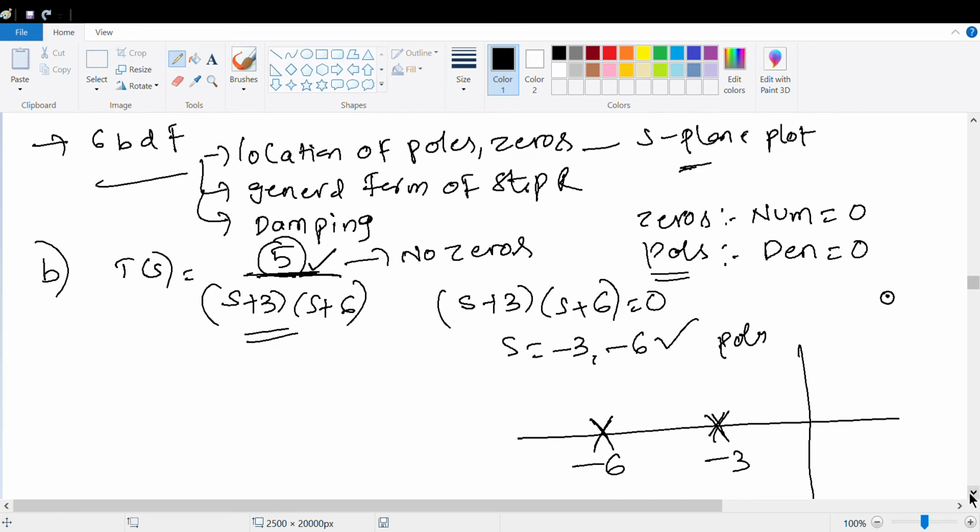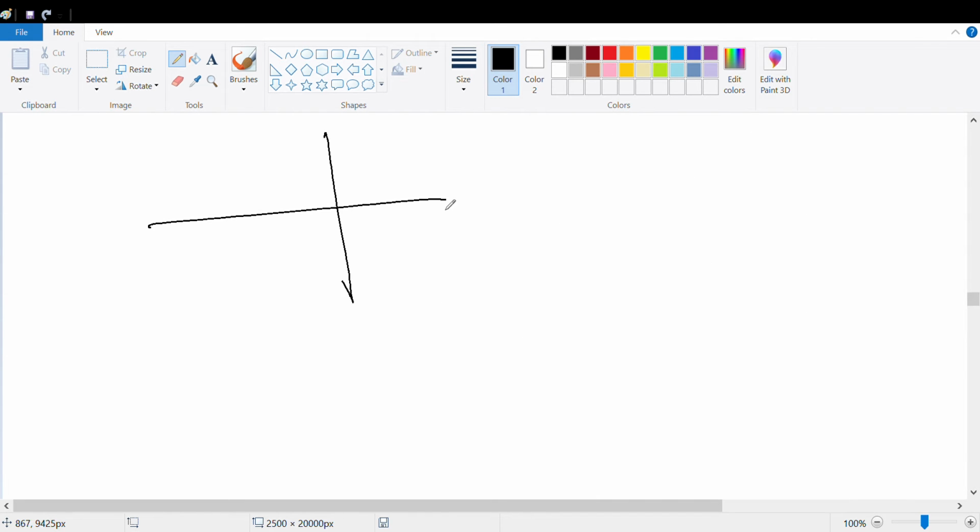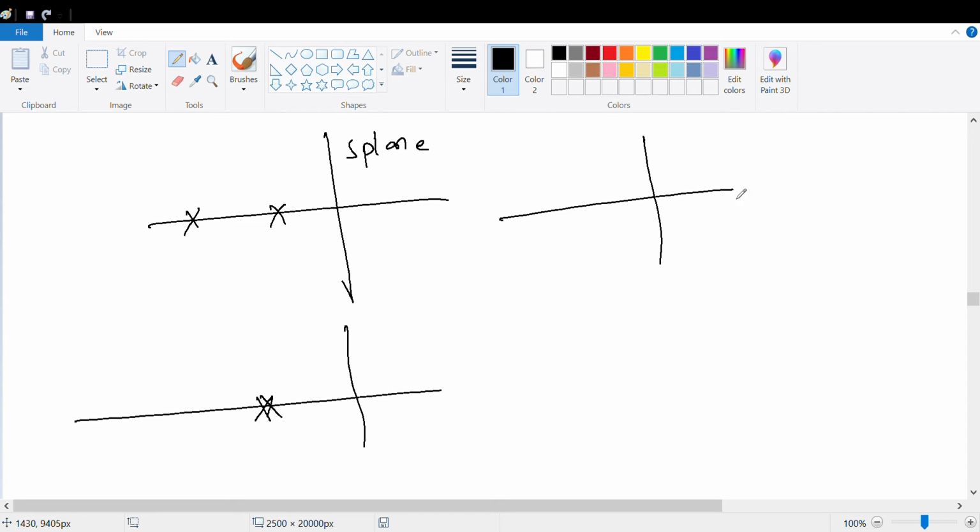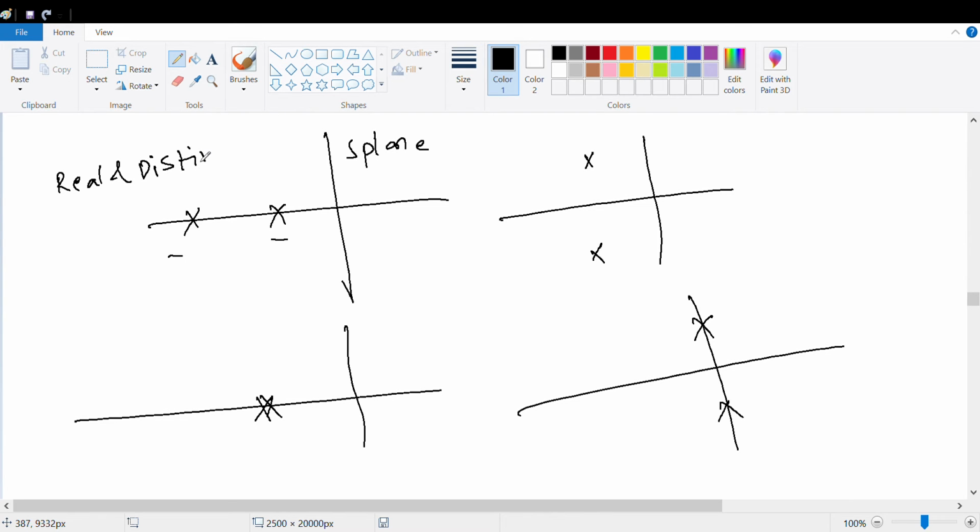There are three types of step responses. In the s plane, if the poles are real and distinct, that means suppose minus 2 and minus 5, these are real roots. If the roots were a plus ib, that would be a complex number, but this is not complex, so they are real roots. For real and distinct roots, this system is called an over damped system.